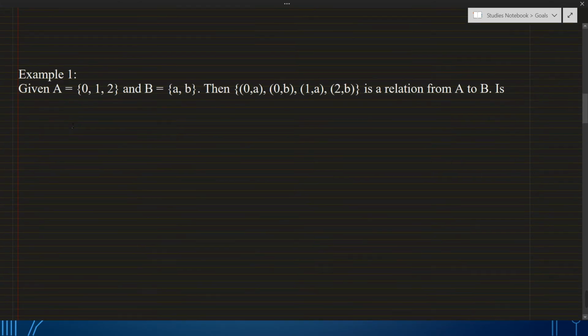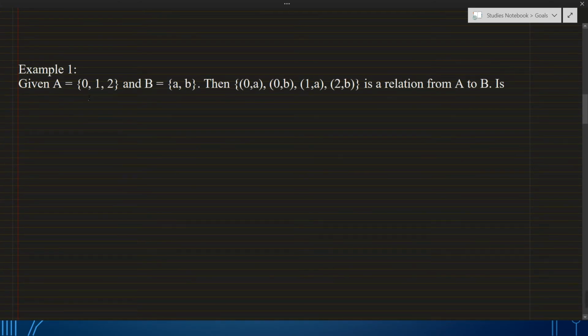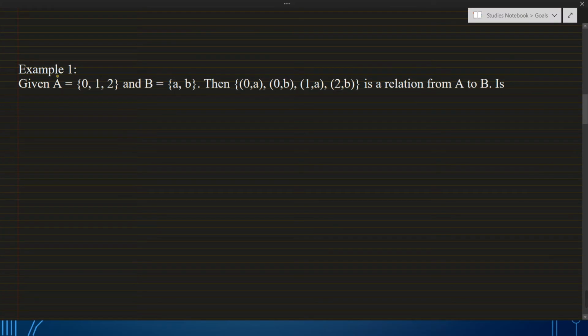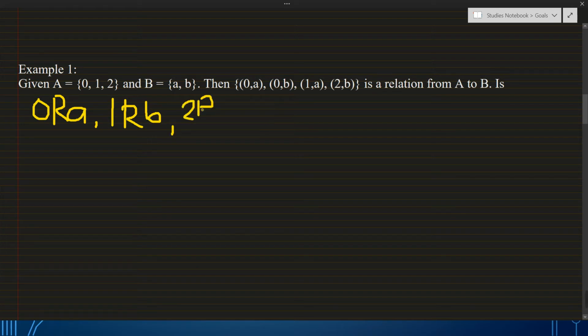So I have an example here. Given set A of 0, 1, and 2, and set B of a and b, the set of (0, a), (0, b), (1, a), (2, b) is a relation from A to B. So I have a question here. Is 0 related to a, 1 related to b, and 2 related to a? So how do we solve this kind of problem?